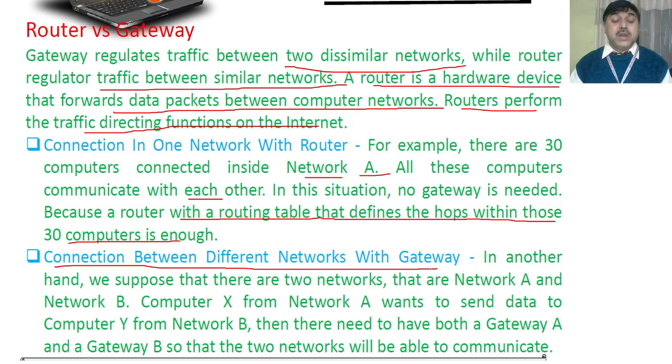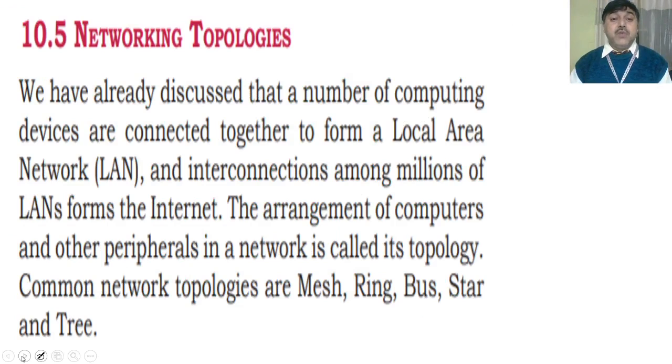If you want to connect with a different network through a gateway, suppose there is a network A and a network B. You connect computer X to network A, and you want to send data to computer Y in network B. Then you need a gateway. The gateway gives you permission to go from network A to network B, so that you can send the data and communicate with it. This is the way we can send the data and work with it.